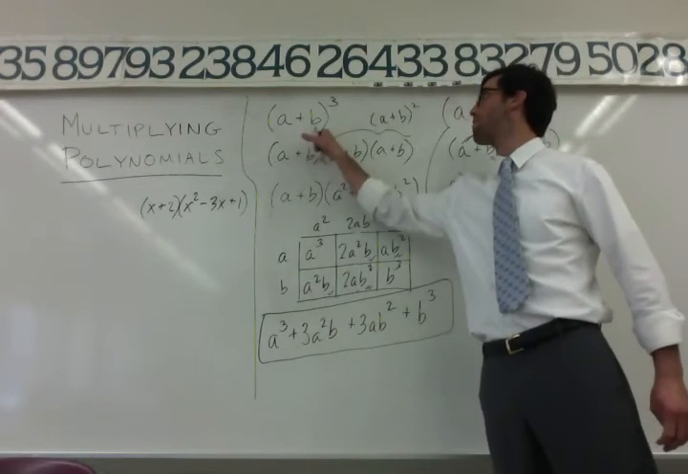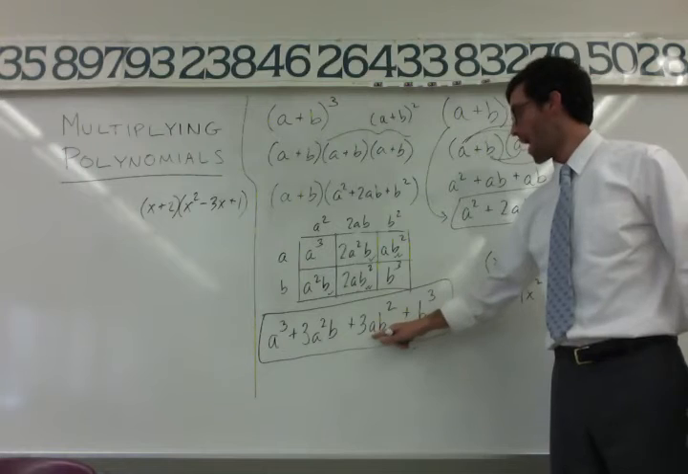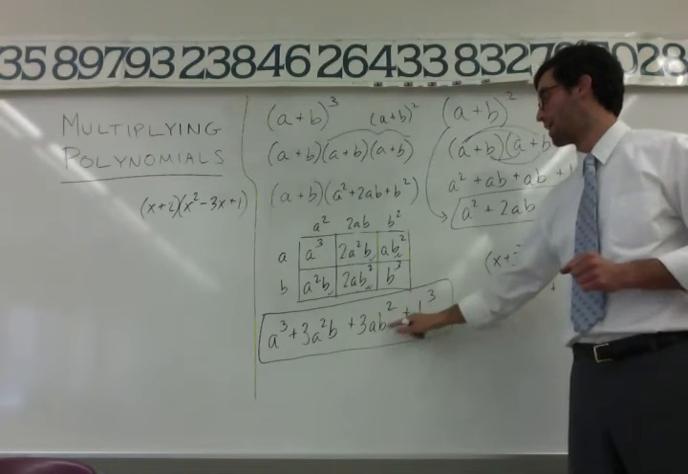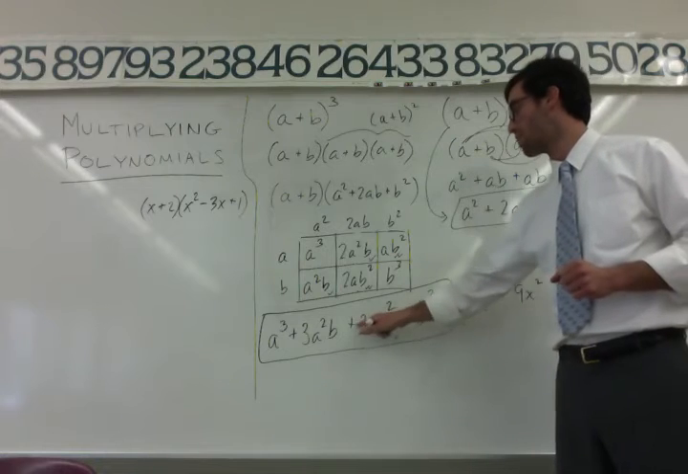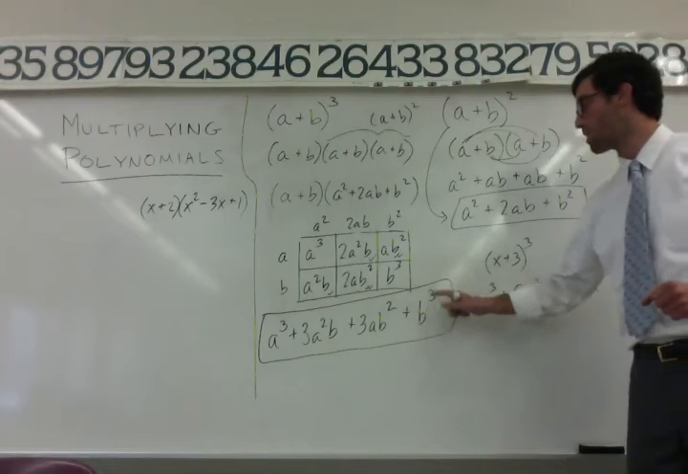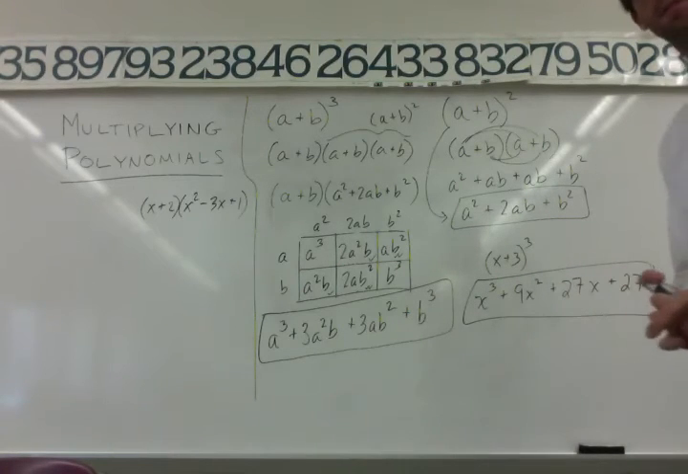B is 3. The b in this formula is like our 3 over here. All right? Then we have plus 3a, which is x, so 3x, times b squared. 3 squared is 9. So 9 times 3 is 27, plus 27x, plus b to the third, b is 3. 3 to the third is plus 27. That's the answer. Is that off the screen? Let me see. No, it barely fits on there.